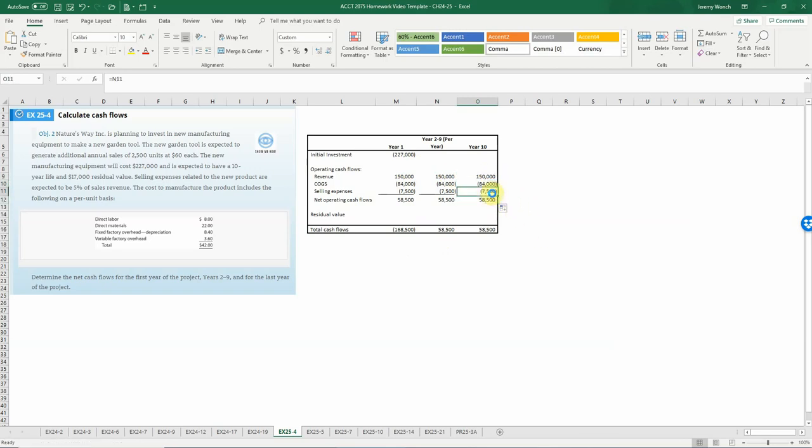Then in year 10, they're still selling the product, so our operational cash flows are going to be the same, except that we're going to be at the end of the life. The machinery has $17,000 residual value, so we're presumably going to sell that equipment, and so year 10 will have positive cash flows of $75,500.